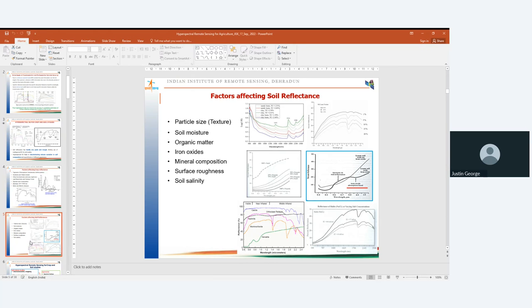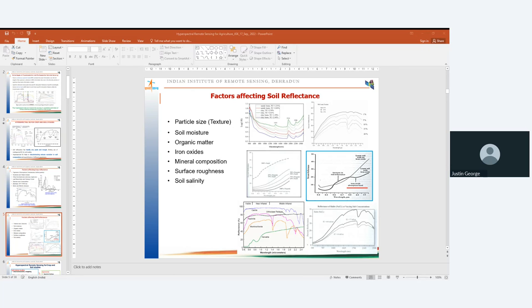Coming to the different factors which affect the soil reflectance, the major factors are the particle size, which is mainly the textural composition, the relative proportion of sand, silt, and clay particles. Then comes the soil moisture. Then the organic matter amount, the iron oxides, the mineral composition, the surface roughness, as well as the soil salinity.